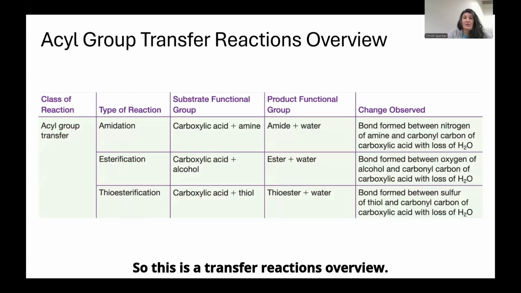So this is a transfer reactions overview. It goes over the type of the reaction. So amidation goes carboxylic acid plus an amine, forms an amide plus water. Esterification is carboxylic acid plus an alcohol, makes ester and water. Thioesterification is carboxylic acid plus thiol, goes to thioester plus water.